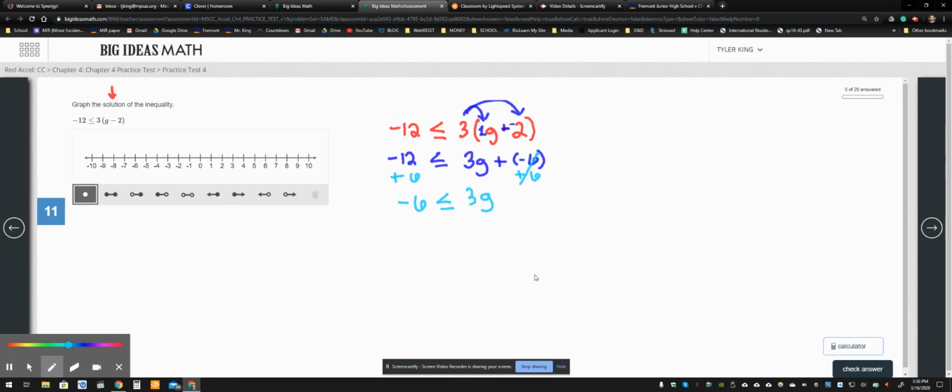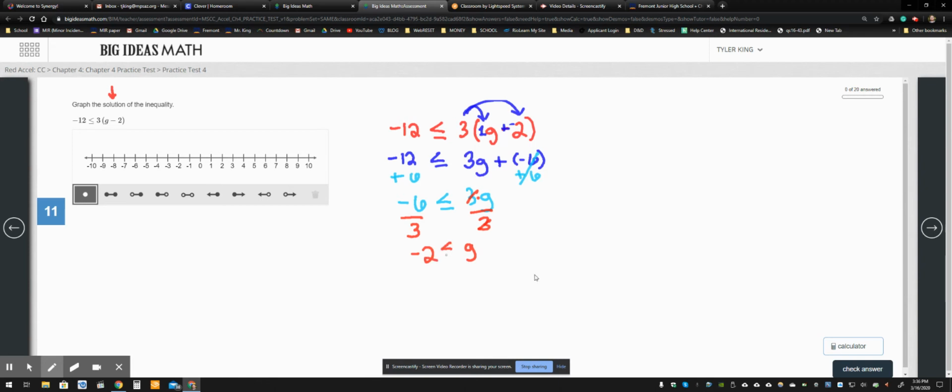Now, in order to get rid of the 3, we need to divide both sides by 3, because the number next to a letter is multiplication. So to undo multiplication, we divide. When we divide both sides by 3, that's going to cancel out. We're going to be left with g by itself on this side. On the other side, we have negative 6 divided by positive 3, which is going to give us negative 2.